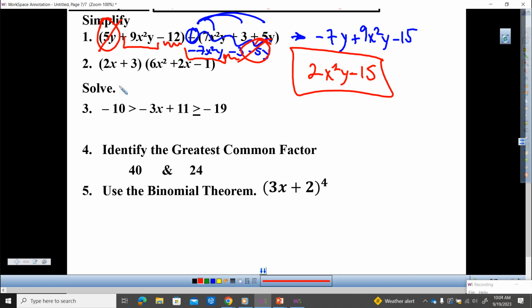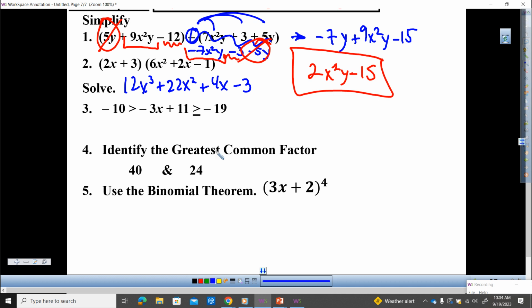Let's see, we started with Emily, Maya. Jaden, what'd you get for number 2? 12x cubed plus 22x squared plus 4x minus 3. Have you got that? That is correct. Go.